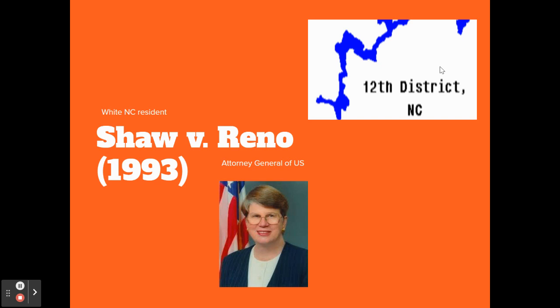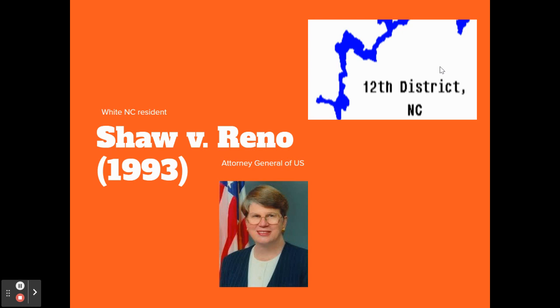This video focuses a little bit on the second of the two gerrymandering cases that you have to know in the Congress unit. And this is the more recent of the two cases. This case is Shaw v. Reno from 1993. And Shaw is a white North Carolina resident, and Reno is Janet Reno, who is the Attorney General of the United States for Bill Clinton at the time.